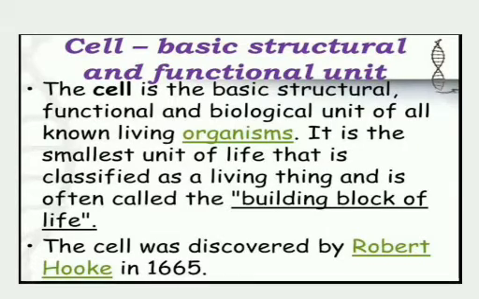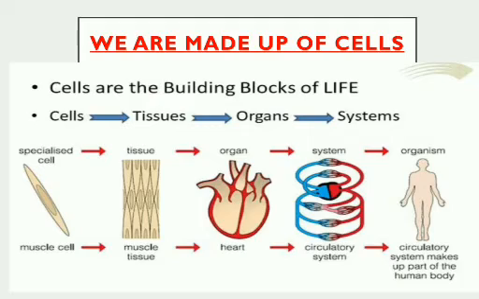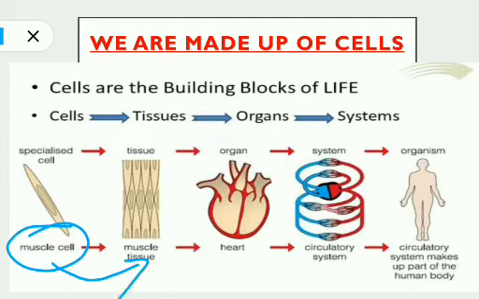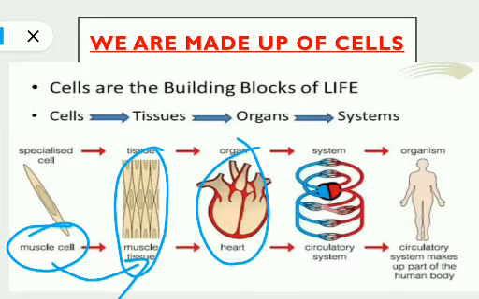Okay. The cell was discovered by Robert Hooke in 1665. We are made up of cells. The cells are the building blocks of life, and cells together form tissues, and tissues combine to form organs, and organs together form systems. So this is one example, muscle cell. Muscle cells together form muscle tissue. This is tissue. And next it forms an organ.